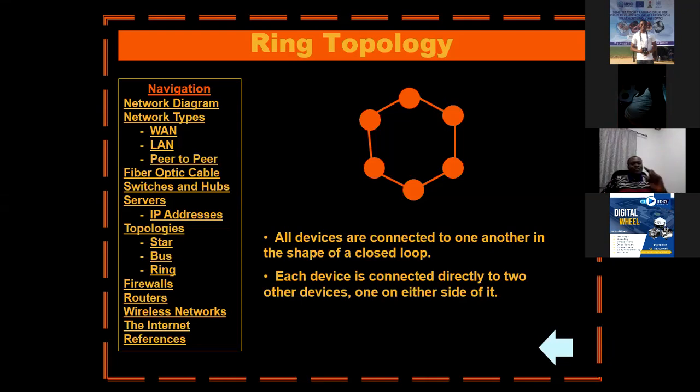Now, you have only one LAN port on each of these systems. How do you make a ring topology possible? You have a LAN splitter that will split the network, that will split your communication, your LAN port, in 2 places.